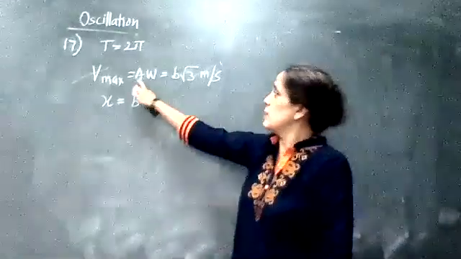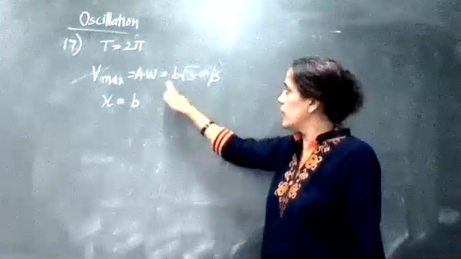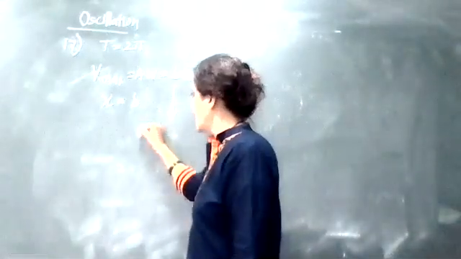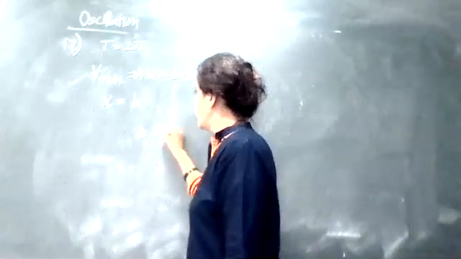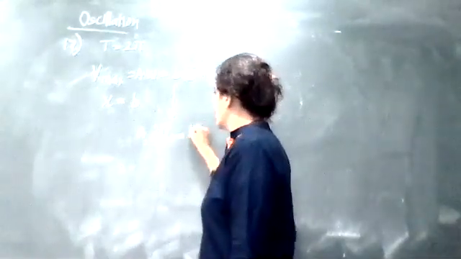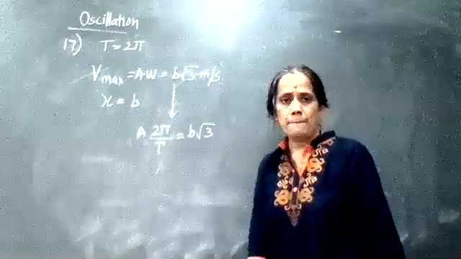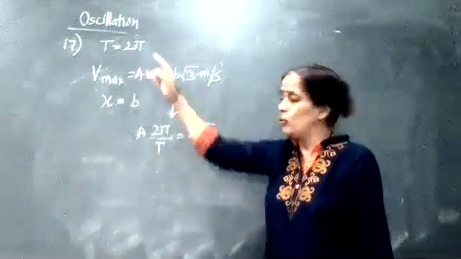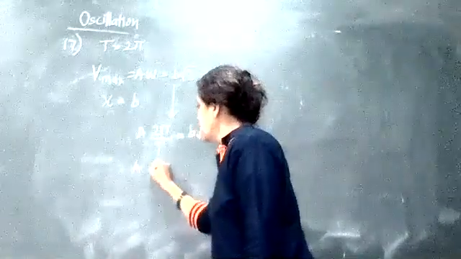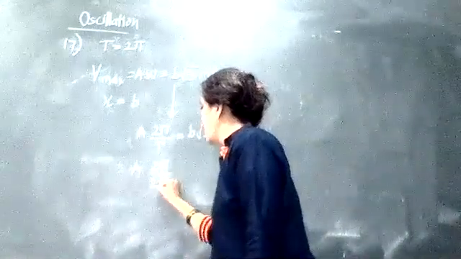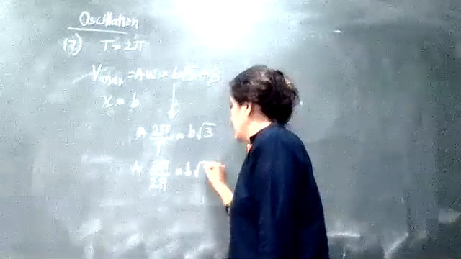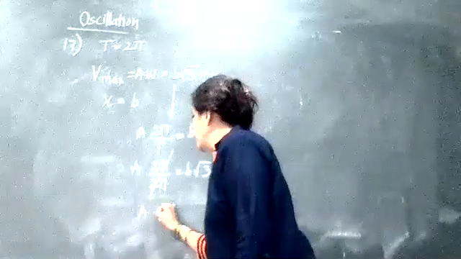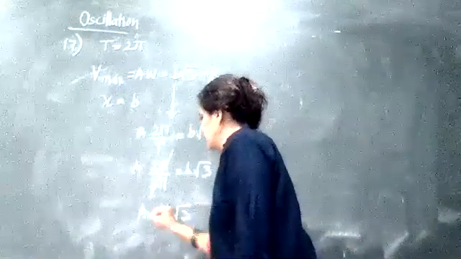Clear? So now first I am getting this: a omega is equal to b root 3. If it is so, what do I write here? a as it is. Instead of omega, I write 2 pi upon capital T, which is equal to b root 3. What is time given here? Period given 2 pi. So here I'll put a times 2 pi upon 2 pi, which is equal to b root 3. So 2 pi will get cancelled. So what I'm getting? Amplitude a is equal to b root 3.